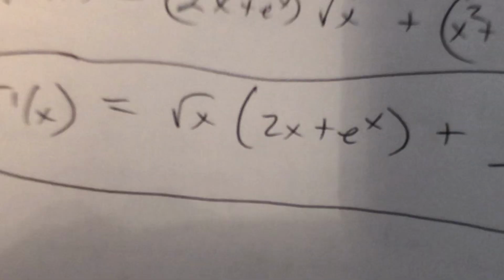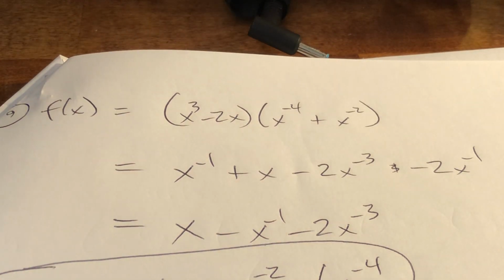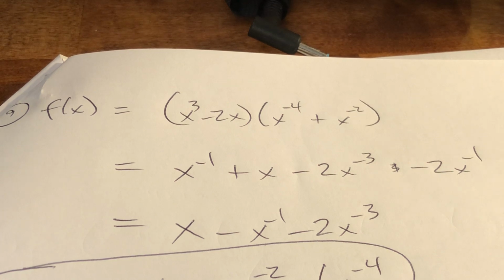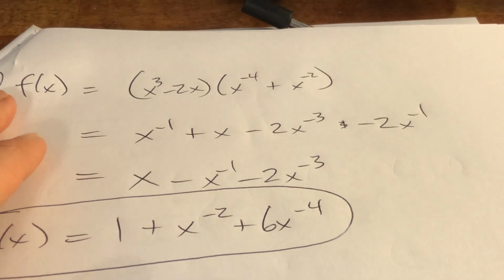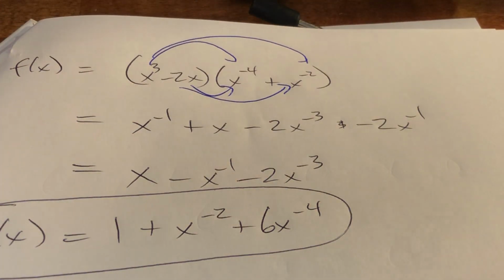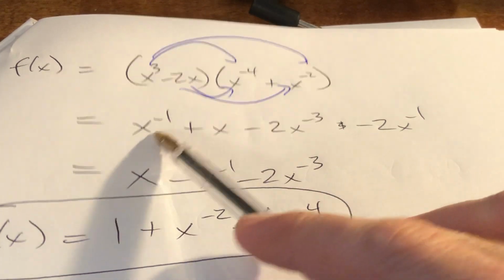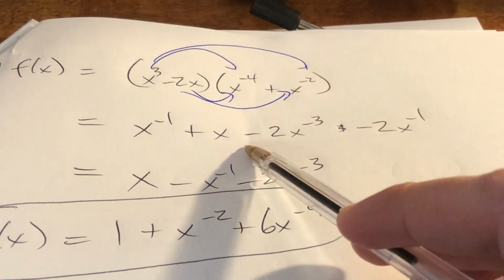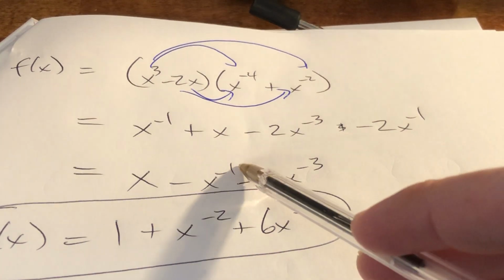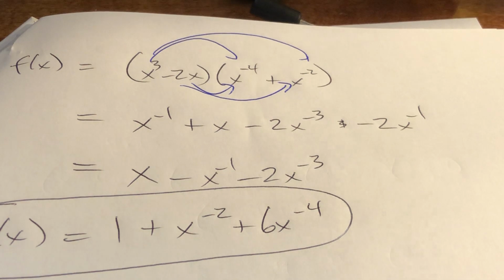All right, and here's another example of just that. If I gave you something like that, f of x is blank, just FOIL it. You're dealing with negative exponents, but you can handle that. First, outer, inner, last. And then, let's see, simplifying here: x minus x to the negative first, minus 2x to the negative third. And then bring down the power, one power less. Derivative of x is 1. Awesome.